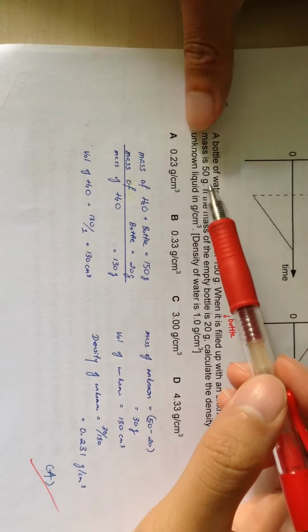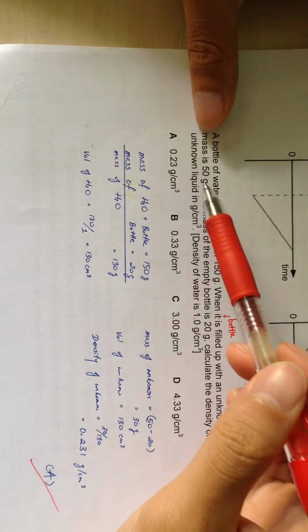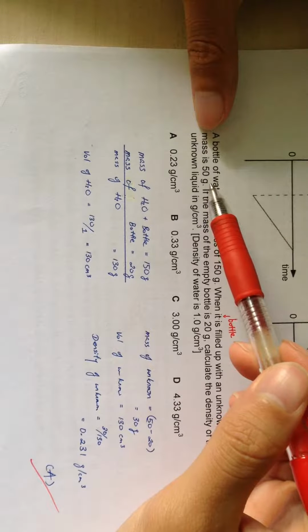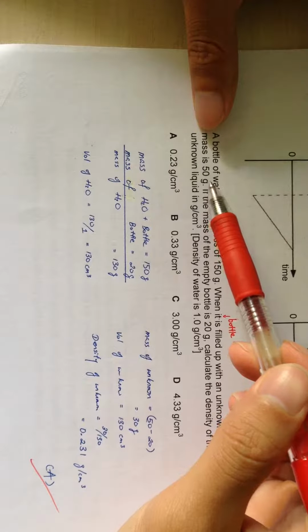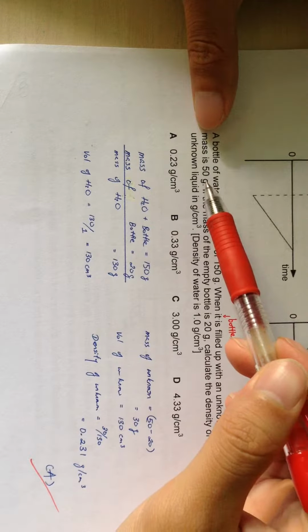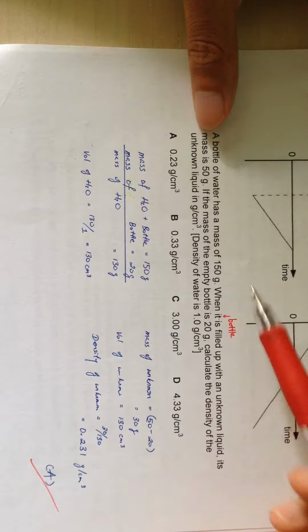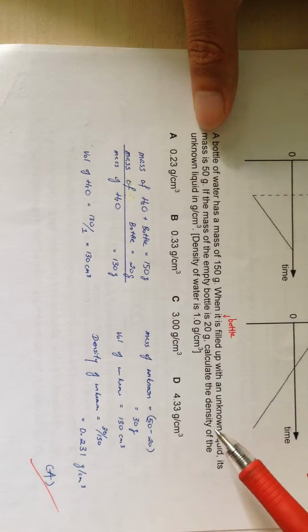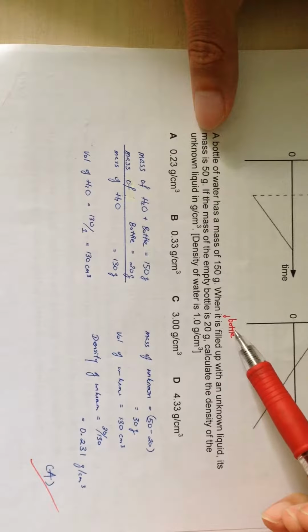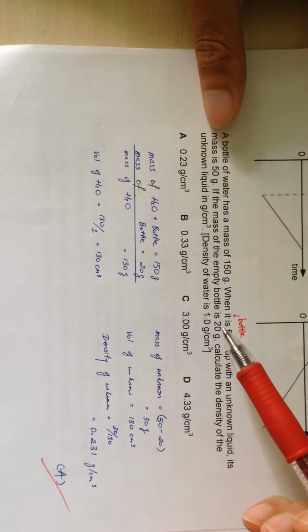So if you were to find out the density of this unknown liquid, you already know the mass of this liquid, plus the bottle, of course. This mass of 50 grams is actually the unknown liquid's mass plus the bottle's mass. So you need to be careful with that. And how do you find the volume of the liquid? That is simple, because your unknown liquid has filled up this bottle. So basically you also need to find out the volume of your bottle. So let's tackle this one step at a time.